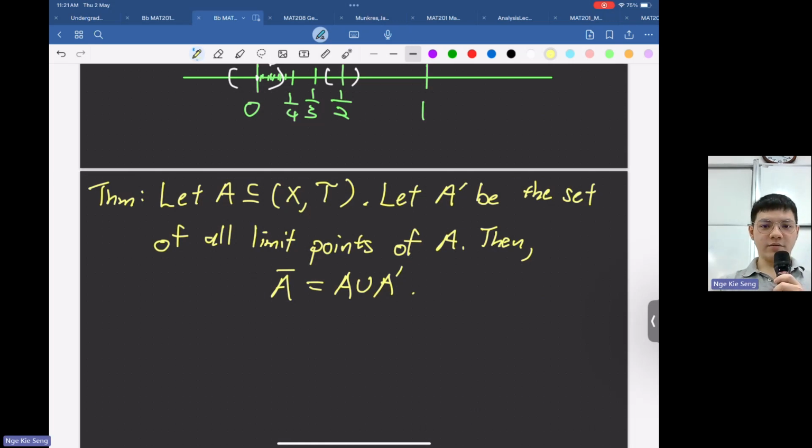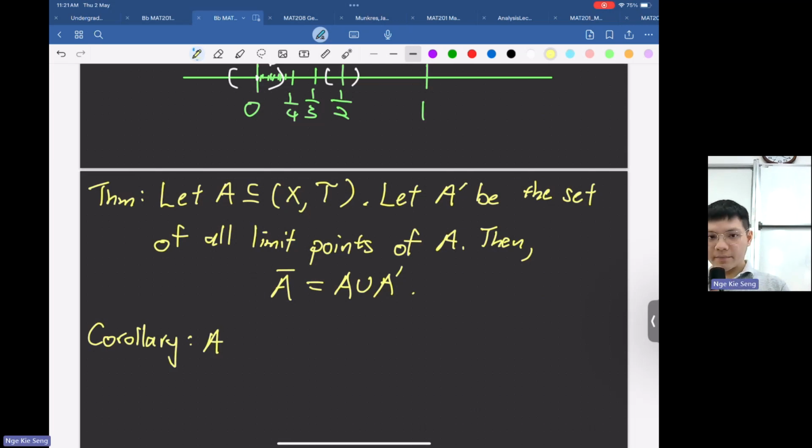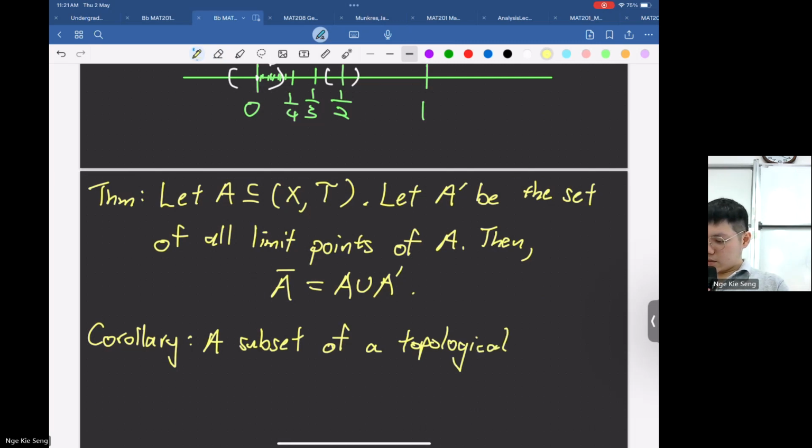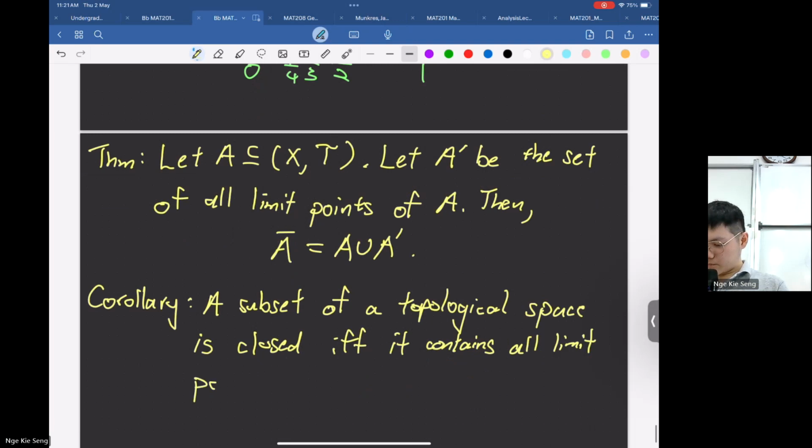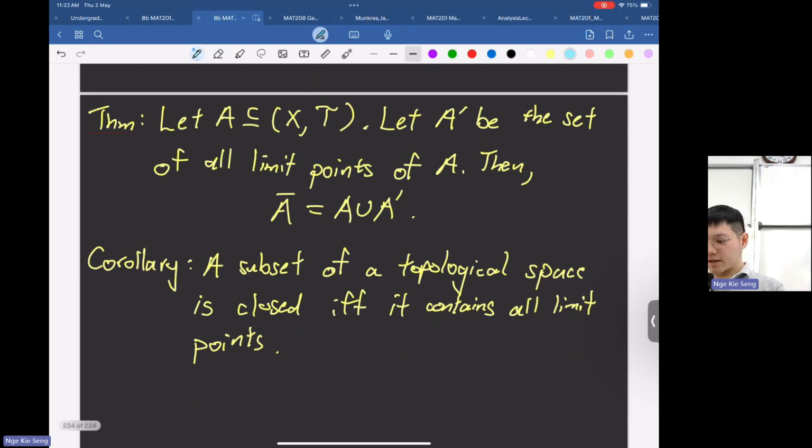Okay. So let's see what else. A corollary here would be: a subset of a topology is closed if and only if it contains all its limit points. Okay, so this is really a small result from the above.